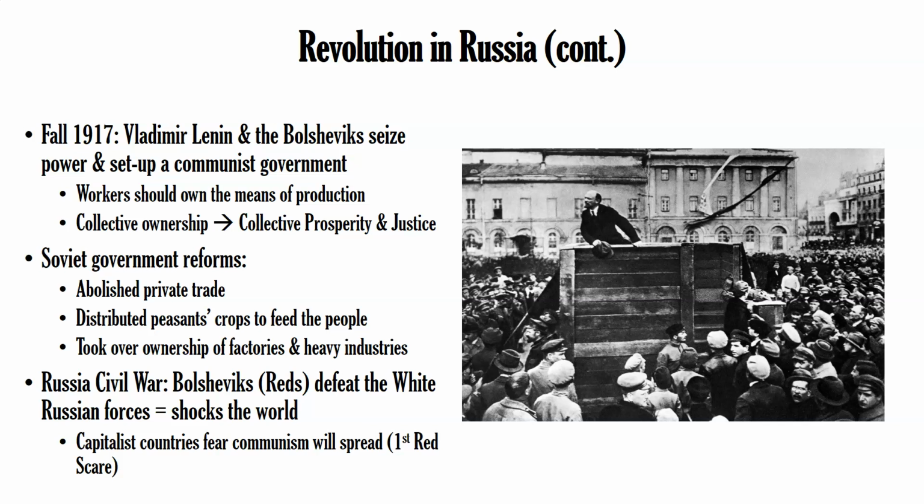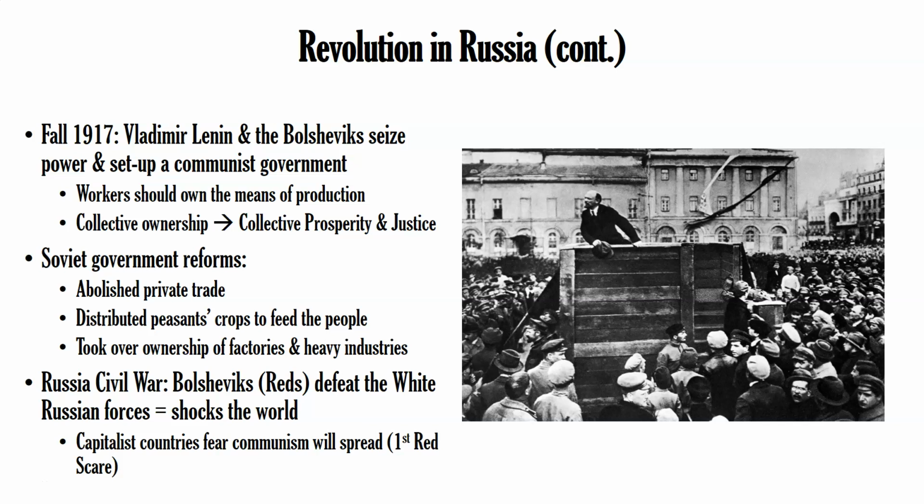So what the Soviet government does is they do issue several reforms in the beginning. They abolish private trade. They start to distribute peasants' crops to feed the people evenly, whether they're in urban areas or in rural areas, and they start to take over the ownership of the factories and heavy industries of the country. Now, while all this is going on, they're fighting a civil war. You have the Red forces, which are the Bolsheviks, and they are fighting the White forces, those that want to restore the imperial powers, the royal family.